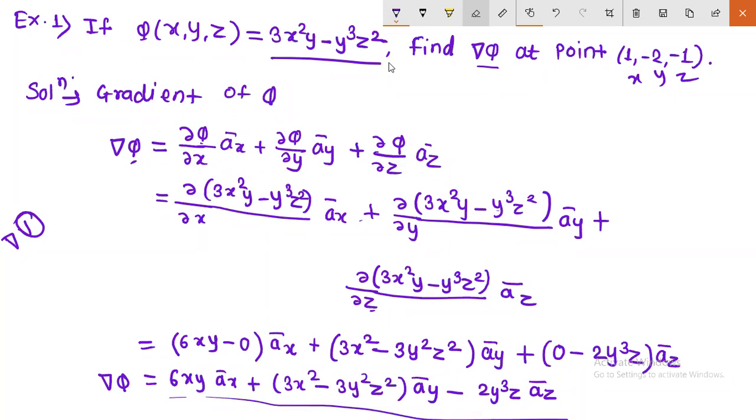Now what they are asking is to find del phi at the point 1, minus 2 and minus 1. The x, y and z values are given, so simply put x is equal to 1, y is equal to minus 2 and z is equal to minus 1, and tell me the answer. Have all of you noted this so that I can erase the upper part?